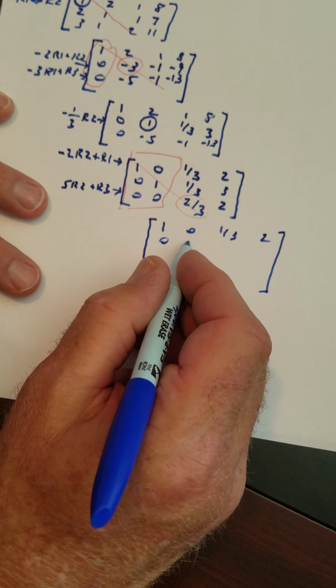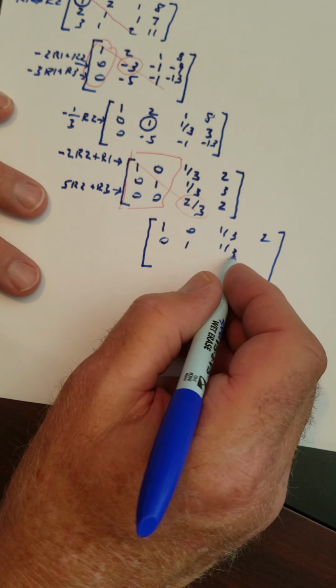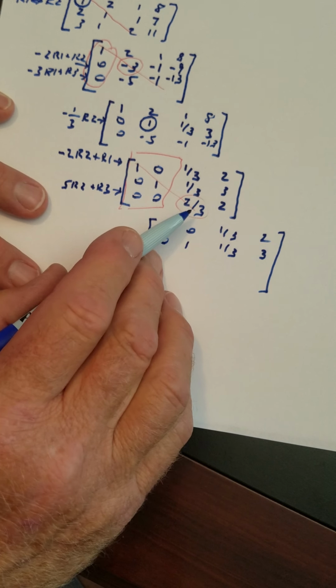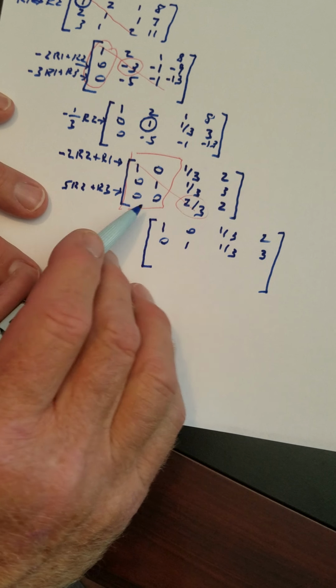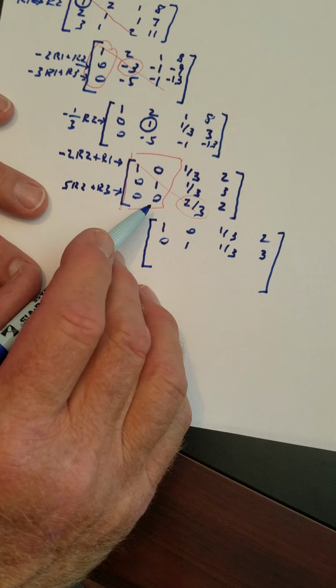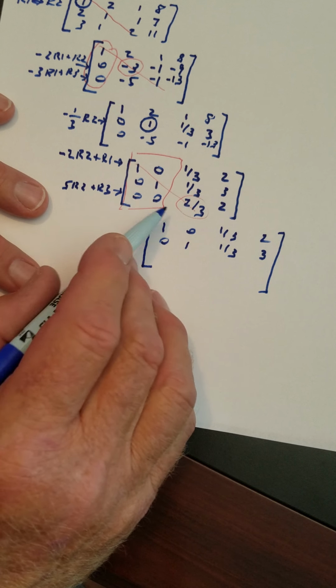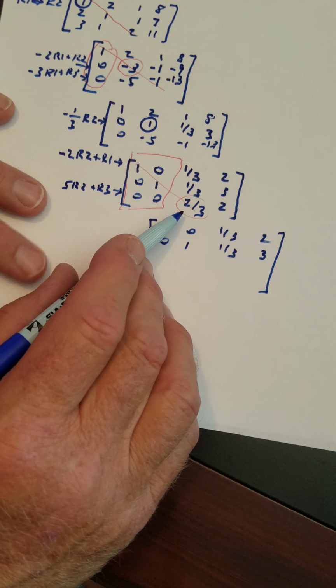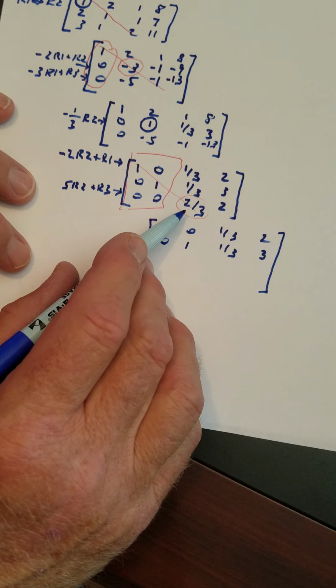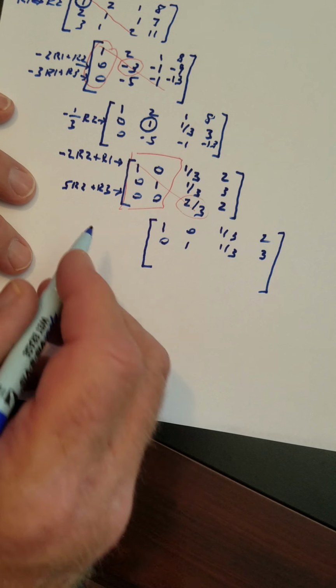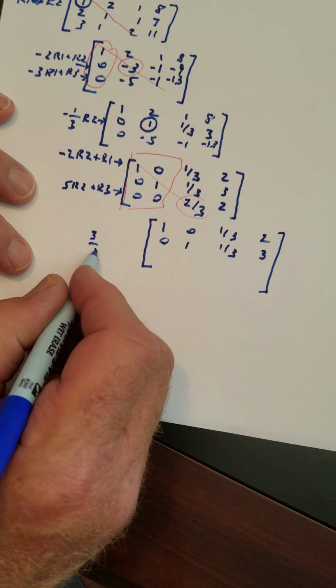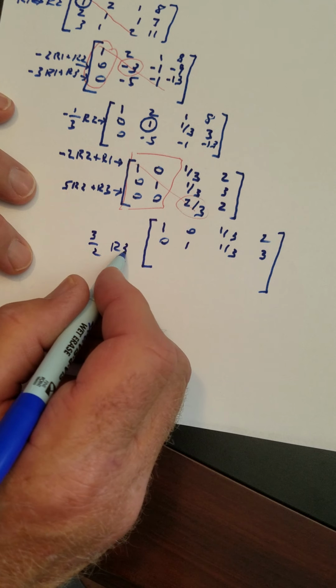Second row is going to stay the same. Because I'm getting a 1 here, I'm only changing this row. When I'm getting a 1, I can only work one row at a time. To get a 1 here, I'm going to multiply by the reciprocal. So the reciprocal of 2/3 is going to be 3/2. 3/2 times row 3.